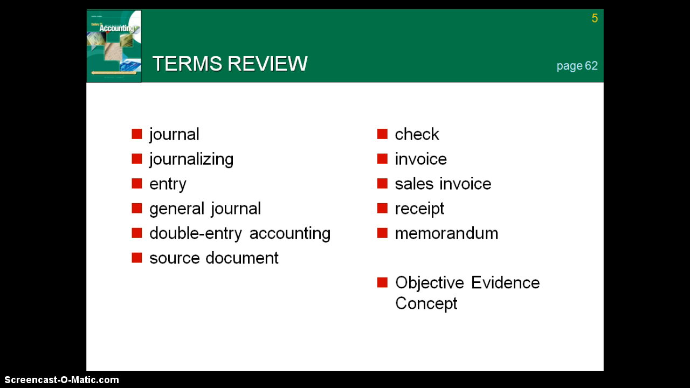Then you have a memorandum. More than likely I will refer to it as memo throughout the class. This is just a form. There's a brief description written down about a transaction. And finally, our concept, objective evidence concept. And this just states a source document is prepared for each transaction. And this is what our paper trail is based off of.